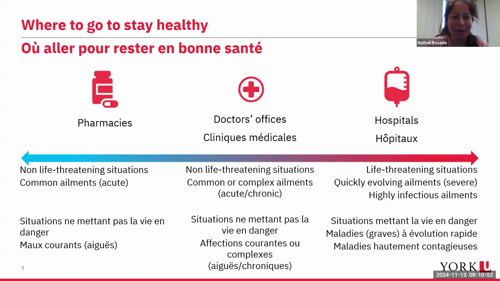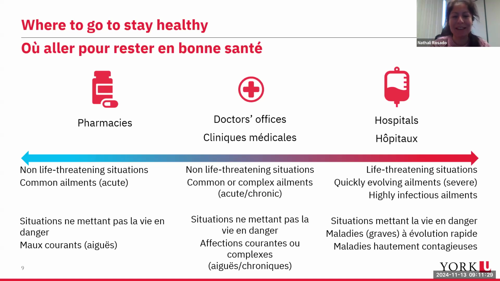So when you come to Canada, you will find that there are a lot of places where you can go to stay healthy. The first points of contact for you as students will be a pharmacy, a doctor's office, or a hospital. Other medical providers have to be accessed in a secondary manner, so you need to be referred to them before you go to them. So just keep in mind, if I'm not feeling well, I should go to a pharmacy, a doctor's office, or a hospital. On the side, you will find the kinds of ailments that you can have to go to certain entities.